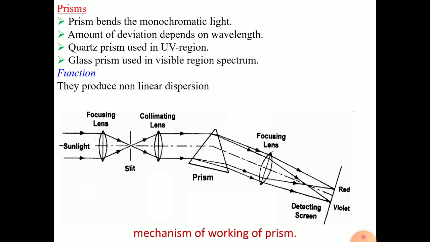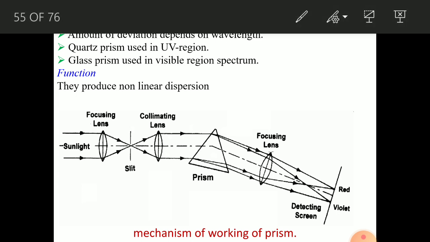This is how the prism works. The sunlight is there, and the focusing lens is there. Through this the light falls on the prism. At the prism the light is dispersed. The dispersed light is again focused by a focusing lens, and from that the light is detected on the screen. This is one mechanism of how prisms work. I already told you we have two types of prism: one is the reflective type and the other is the refractive type.